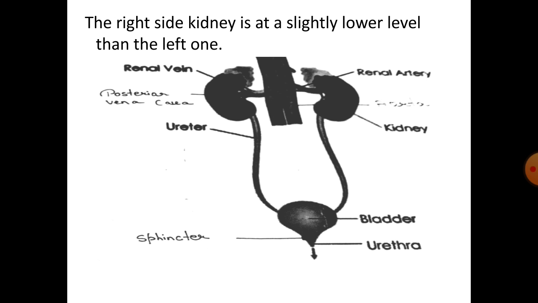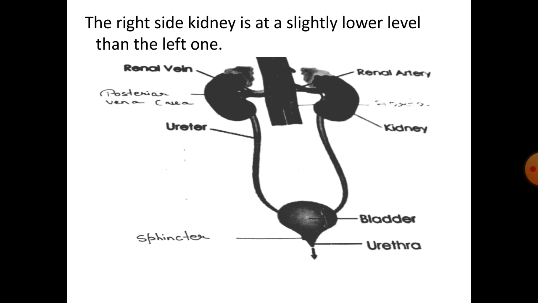The right kidney is slightly lower than the left one. This is the position of the kidney. A tube, that is a ureter, arises from the hilum. Now, hilum is not shown here. Hilum you will be seeing in the next diagram.